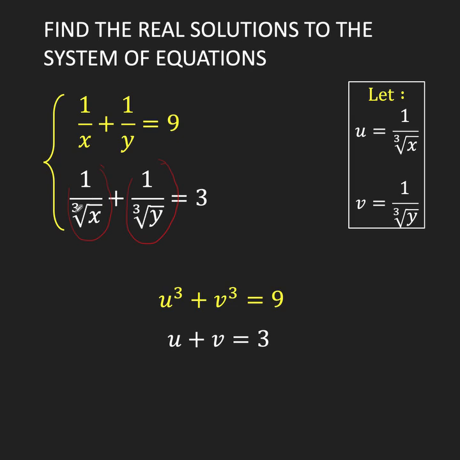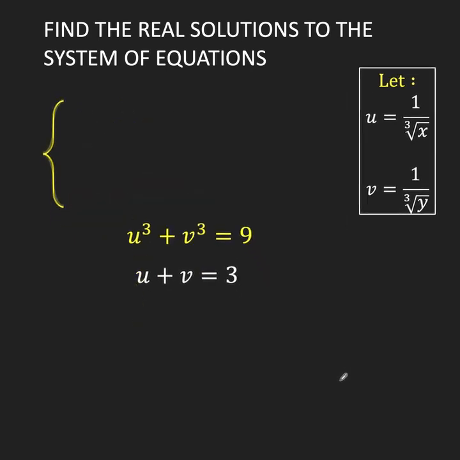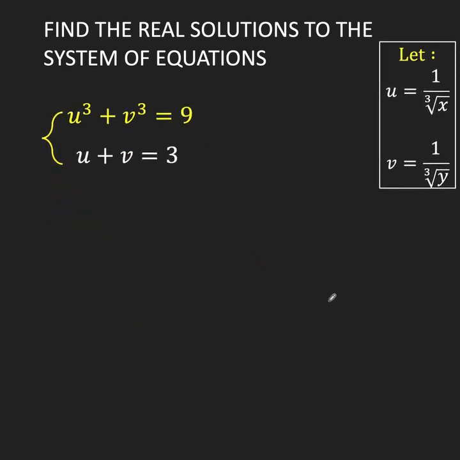Notice that if you raise 1 over the cube root of x to the third power, you will get this 1 over x. That's why you have here u and you have here u cubed. We are going to solve this system of equations simultaneously. So, what are we going to do? Let's recall an identity to expand u cubed plus v cubed, and that is the quantity u plus v times the quantity u squared minus uv plus v squared. So, this part here is now expanded this way.